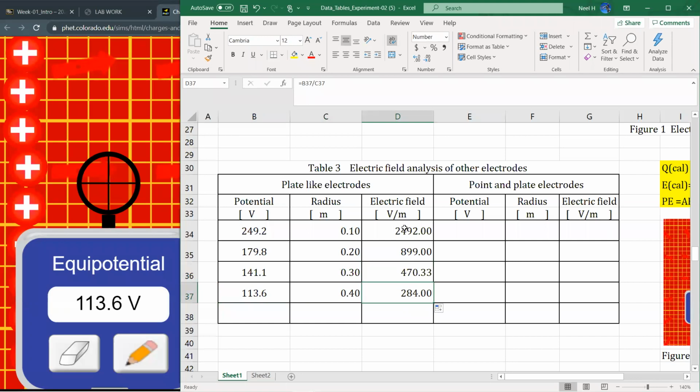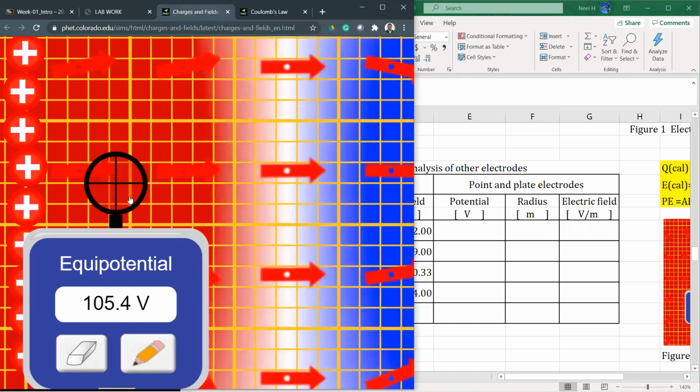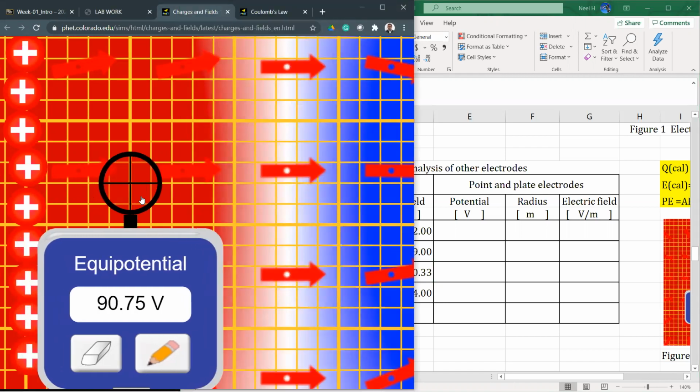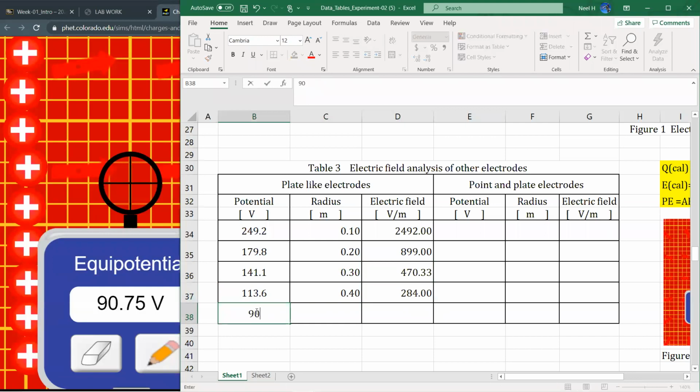You can see it started at 2,400. Now it's almost 280. So that's the only thing we can actually directly measure and calculate. We cannot estimate the charge directly in this case. Okay. Then the next one is 90.75. Then the radius is now 0.5. Electric field is almost 181. Okay. Any question?